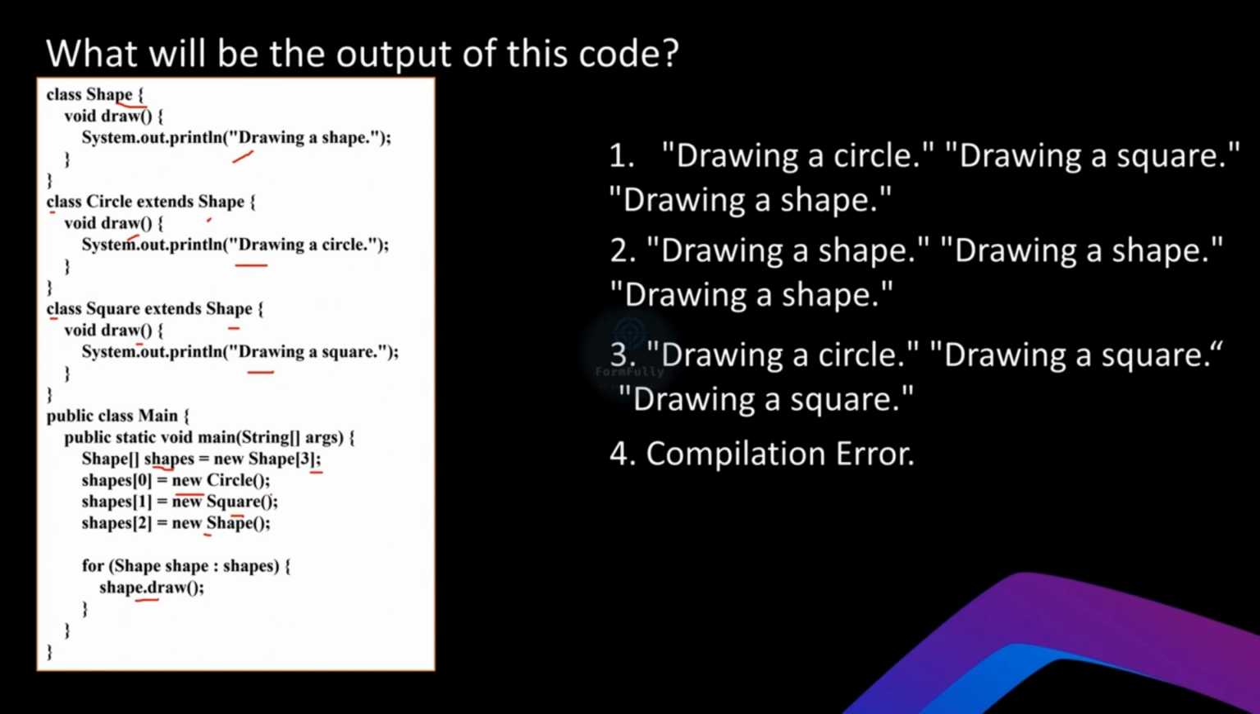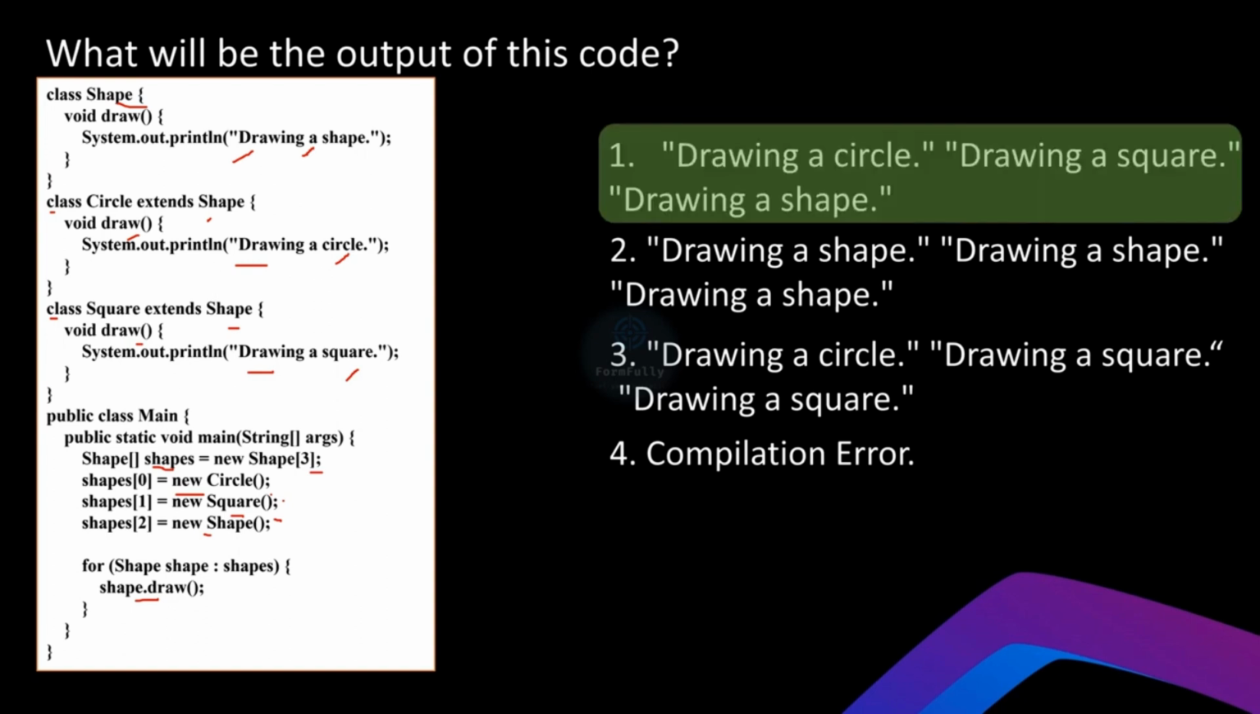In the first iteration, shape references a Circle object, so the draw method of the Circle class is called, which prints drawing a circle. Then in the second iteration, shape references a Square object, so the draw method of the Square class is called, which prints drawing a square. In the third iteration, shape references a Shape object, so the draw method of the Shape class is called, which prints drawing a shape. So here option 1 is correct.